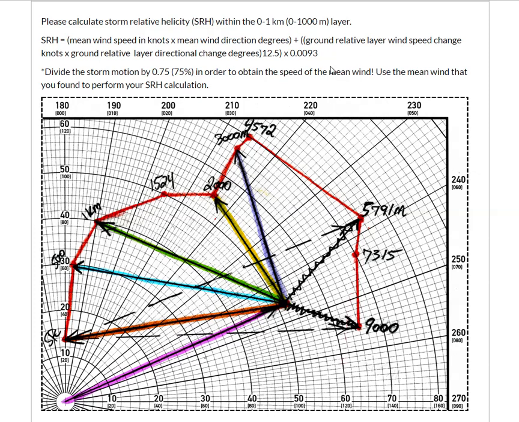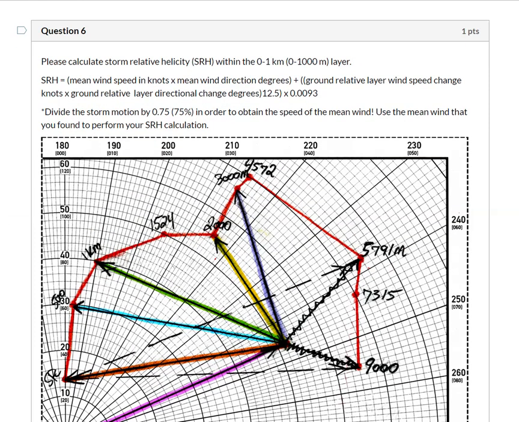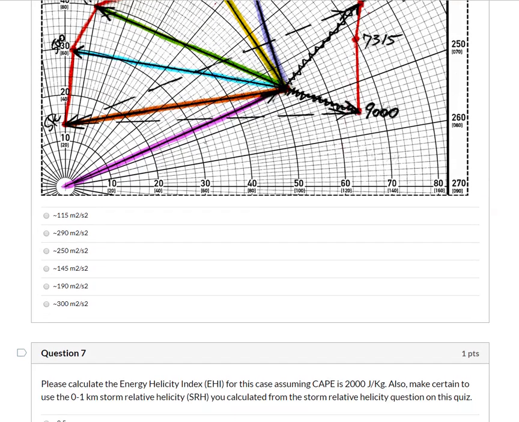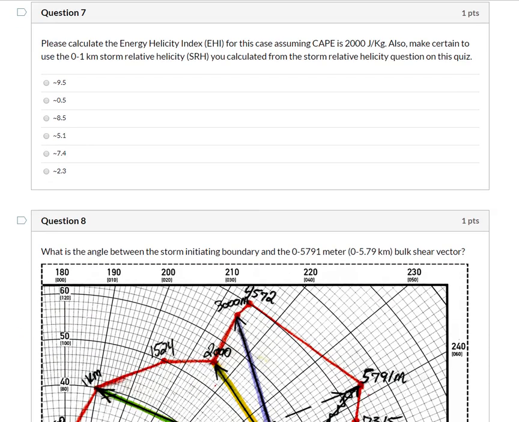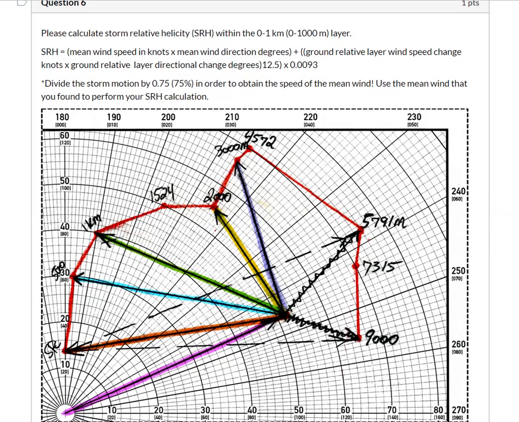Okay? And so try that out. Let me know if you have questions. That's probably the most difficult thing you'll do on your Quiz 9. Just keep me informed if you need help. But if you'll just follow everything step by step, what we just did, you'll probably have no trouble calculating storm relative helicity. Okay?